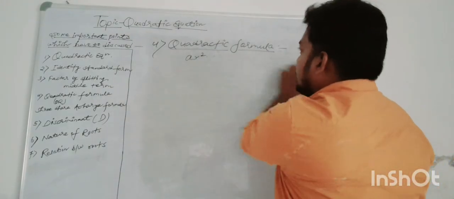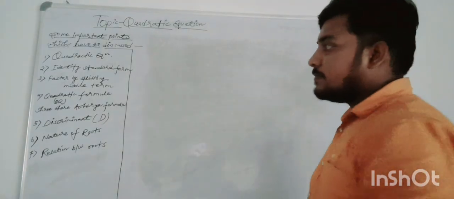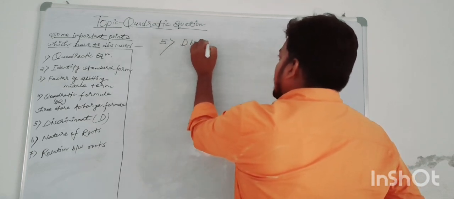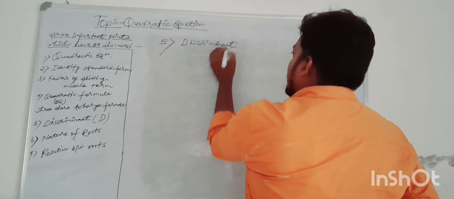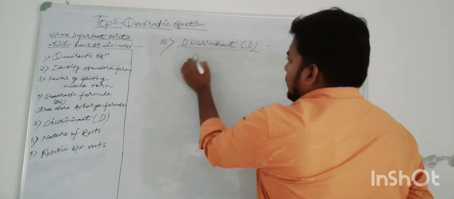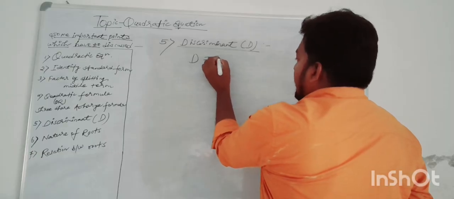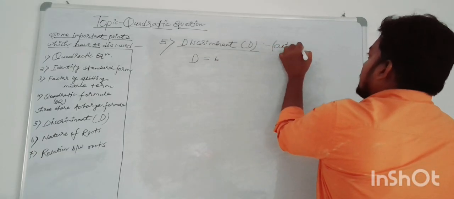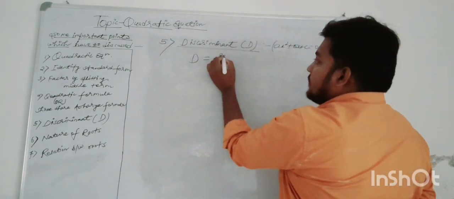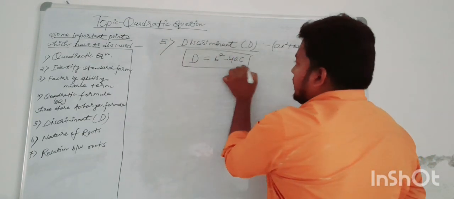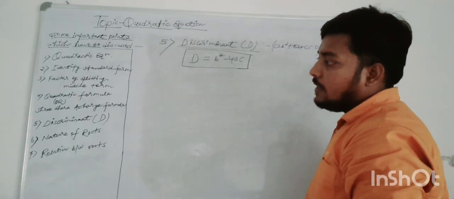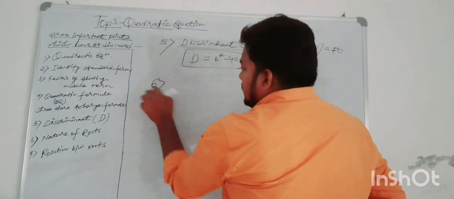And the fifth one is the discriminant. The discriminant of the quadratic equation ax² + bx + c = 0 and a is non-zero, then D is equal to b² - 4ac, which is the discriminant of the quadratic equation ax² + bx + c = 0 and a is non-zero. The sixth one is nature of roots.